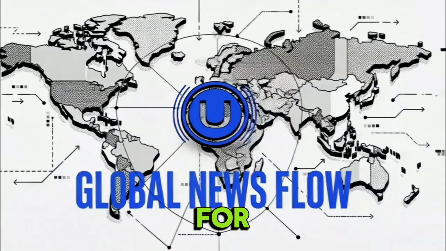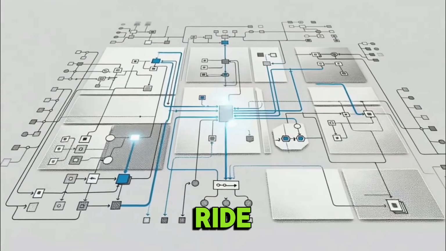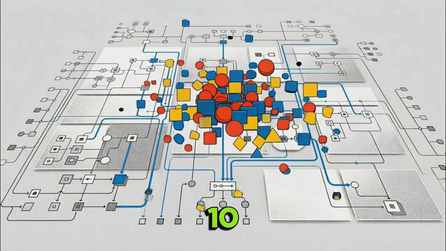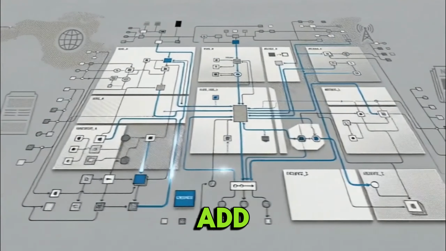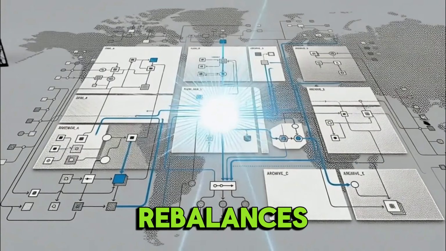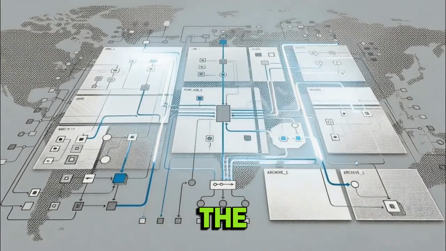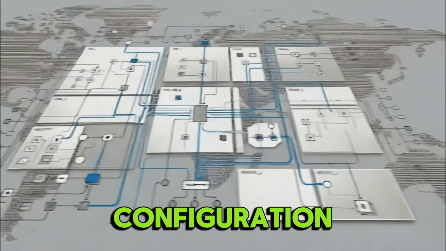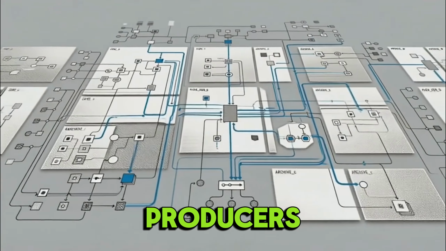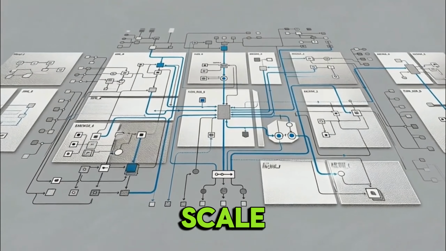Here is why this matters for Uber specifically. When the ride dispatch service needs to handle 10 times more events during New Year's Eve peak traffic, they simply add more consumer instances to the consumer group. Kafka automatically rebalances the partition assignments across the larger consumer pool. No configuration changes, no redeployment of producers, just horizontal scale on demand.